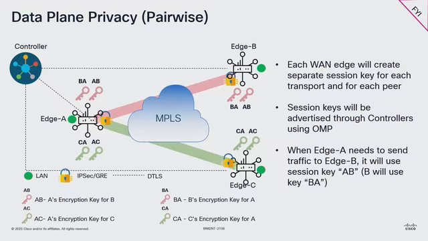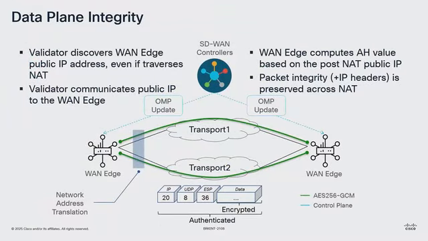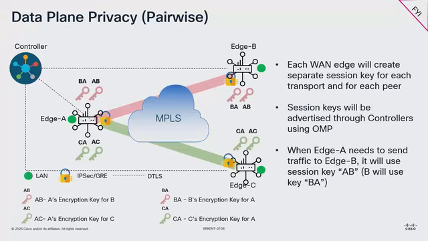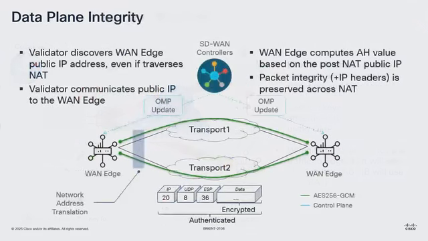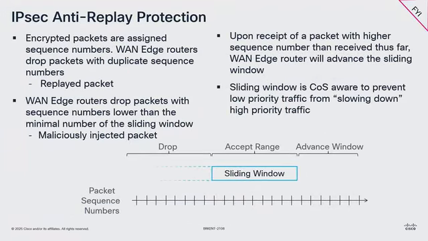Some points to note regarding the data plane privacy. I think I will skip some of these slides because we have several things to cover. But data plane privacy, in terms of key exchange, integrity wherever there is NAT involved, automatic update of the AH value and packet integrity, and IPsec anti-replay protection using a sliding window mechanism. All these are mechanisms to ensure the data plane works well with no issues, even if there are missing packets and so on.